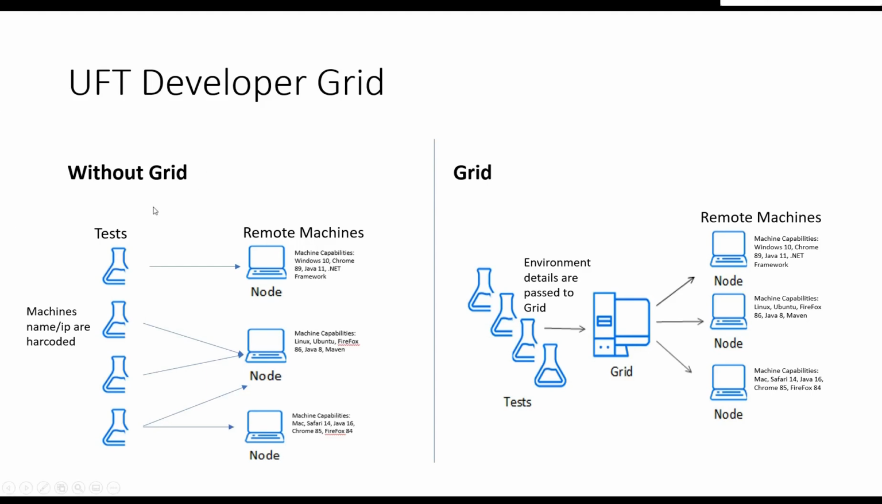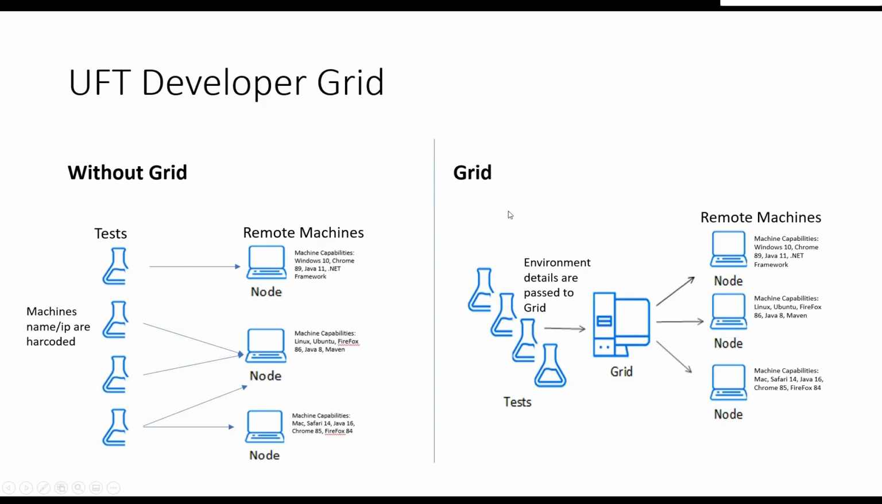So the challenge with this approach is that your tests are going to run only on the machine on which they are configured. For example, let's say you have this test and it is configured to run on this remote machine. Now, if this machine fails for whatever reason, it's down, then your test will not be able to execute on this machine, or it will not be rerouted to the next node which has similar capabilities. This is exactly what Grid is able to do.